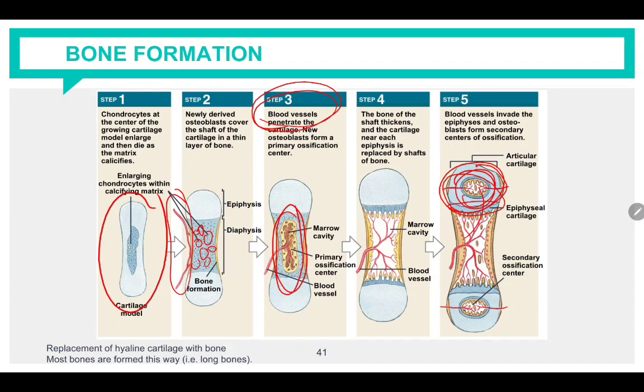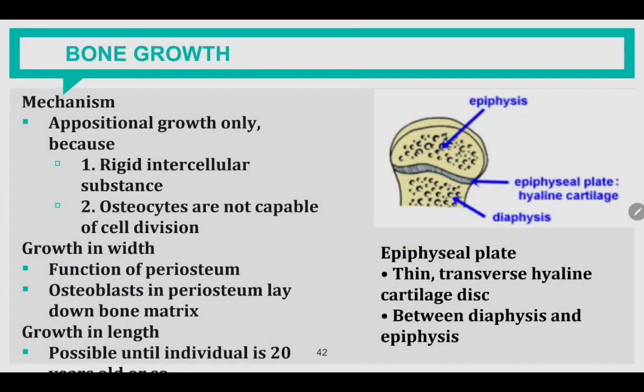Now, let's move on sa ating bone growth. For the bone growth, guys, we have different mechanisms. We have the appositional growth. Appositional growth only, because of the rigid intercellular substances, and osteocytes are not capable of division.